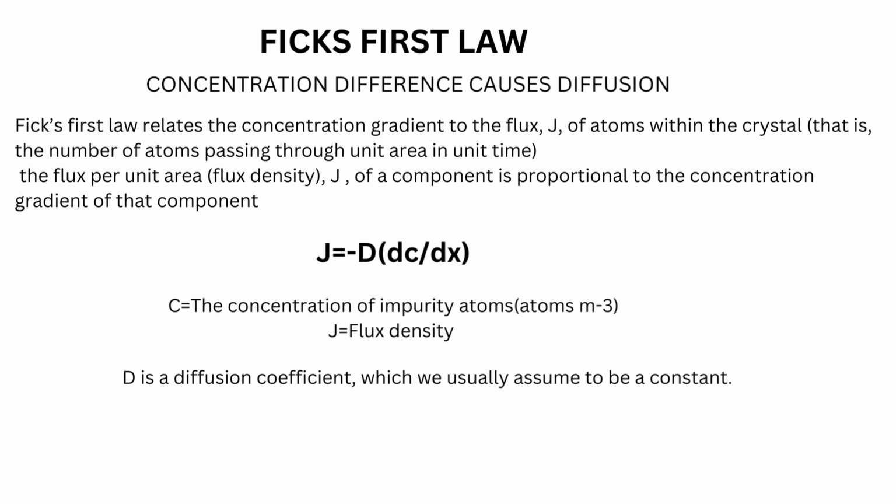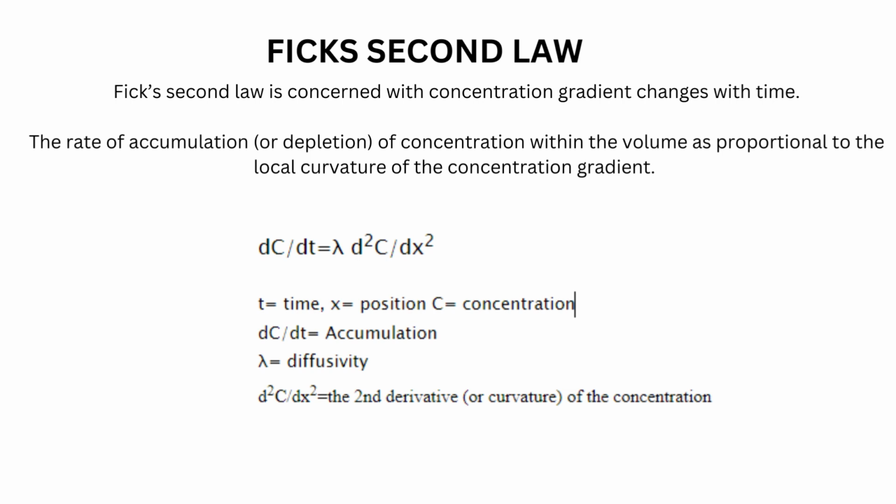Now let us look into Fick's second law. Fick's second law is concerned with how the concentration gradient changes with time. So the rate of accumulation or depletion of concentration within the volume is proportional to the local curvature of the concentration gradient. That is d by dt of C, which is the concentration, equal to lambda d squared C by dx squared.